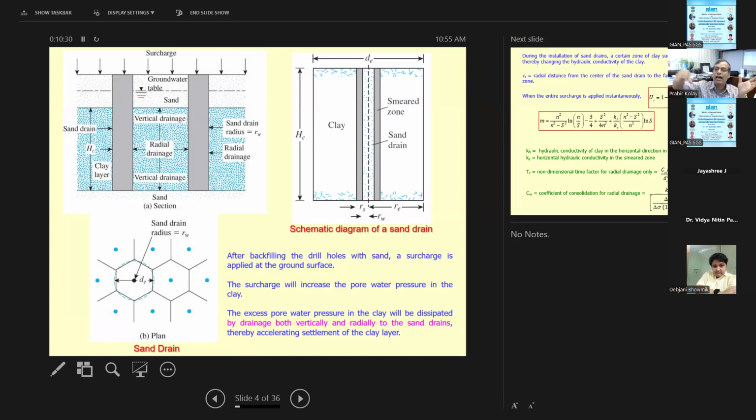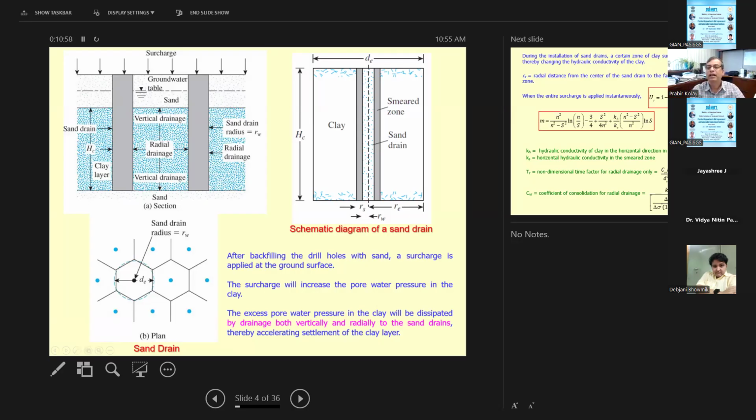Okay, so when you're designing for a particular area, to accelerate the consolidation process, you need to design how many sand drains you need to put. Obviously, what should be the diameter of the sand drain? What should be the depth? That is a different thing. But again, you need to know how much is the area, the effective area. You need to calculate the effective area.